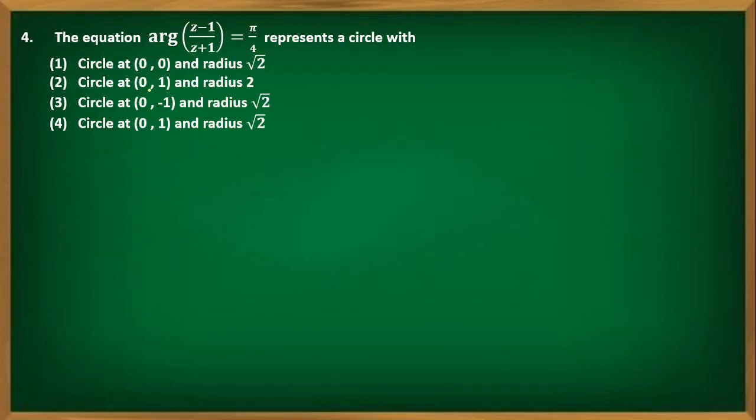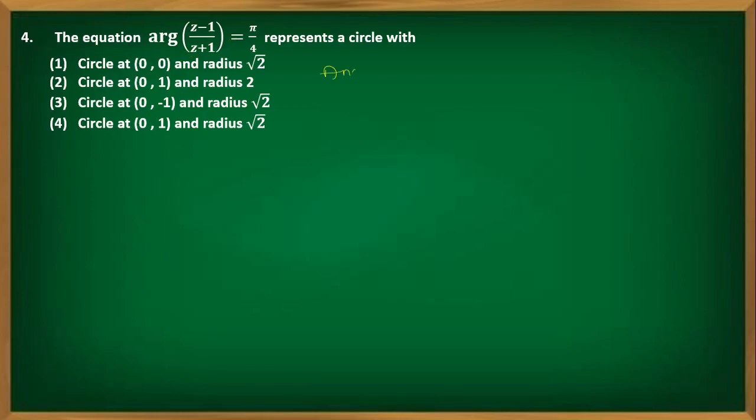Okay, now we see the problem on locus of a complex number. So the condition is what? Argument of (z minus 1) by (z plus 1) is equal to pi by 4. I will tell you what is the meaning of argument of (z minus 1) by (z plus 1). What is the meaning of this?